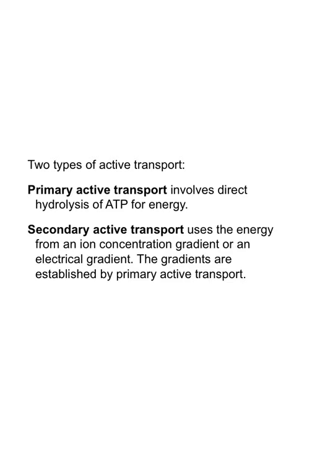Secondary active transport is going to use the energy from an ion concentration or an electrical gradient in order to move molecules. Now, the way it's considered an active transport is because this gradient is established or created by primary active transport. So a primary active transport is going to move molecules across the membrane, and it's going to build this higher concentration than it should have. Then as that moves through using the concentration gradient, that is what makes it secondary.